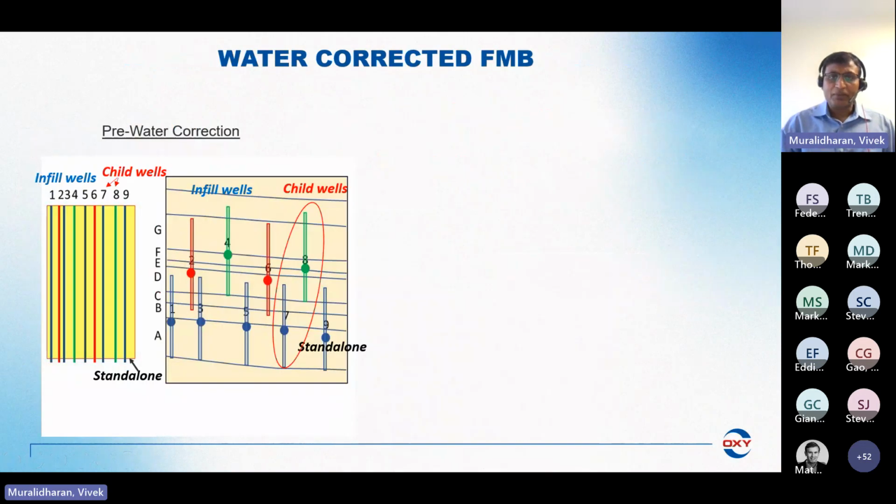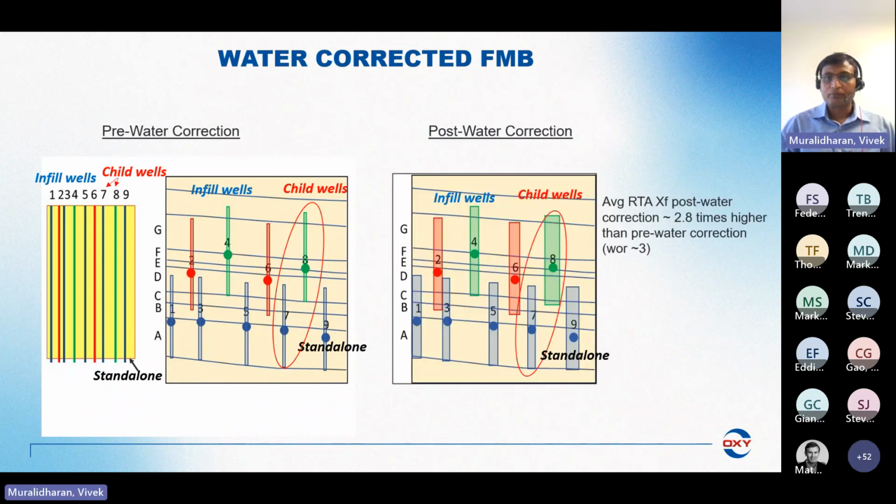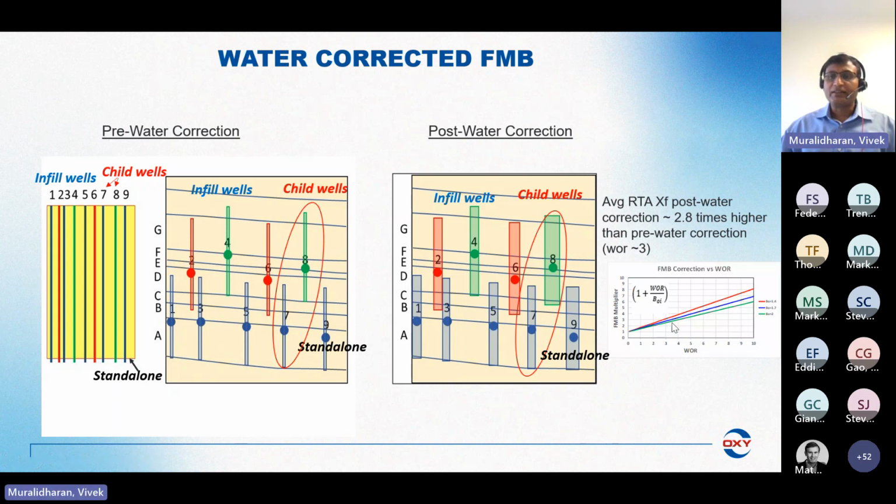Okay, now let's go back to that example that I showed, the pre-water correction, where the XFs were so small. When you do this post-water correction, you can see that your SRV size is about 3 times higher. That's because the water oil ratio in this DSU is about 3. So if your water oil ratio is higher, the multiplier is going to be different because your B sub OI is also going to be affecting that to some extent. But yes, you should have a different multiplier for a different water oil ratio.